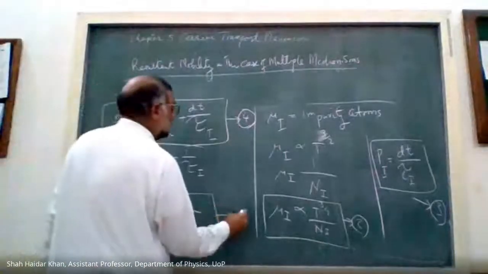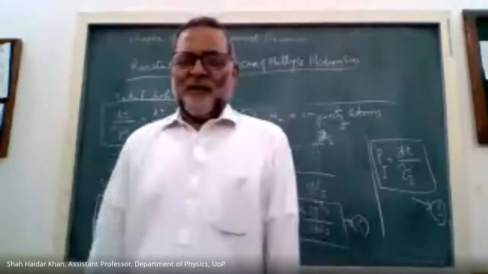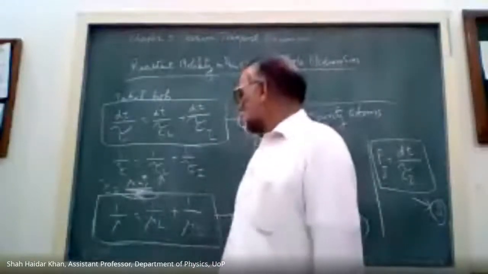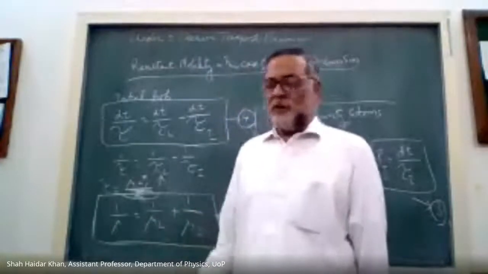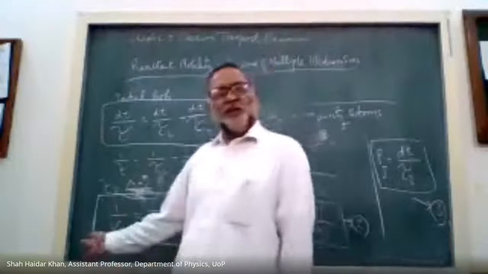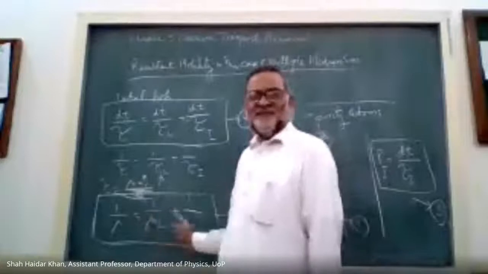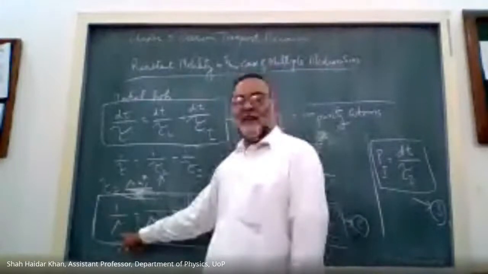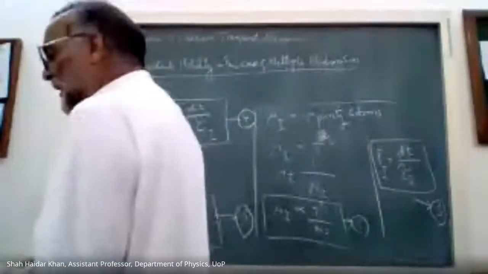Because of the different mechanisms, it is like resistors in parallel. The total will be given by one over this plus one over this. When we evaluate this equation, the resultant mobility must be smaller than the smallest of the two. So that is the equation for mobility.